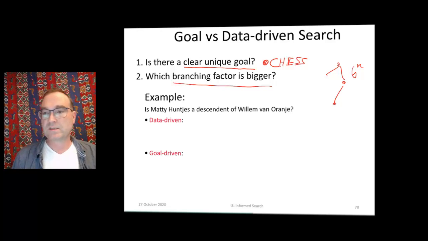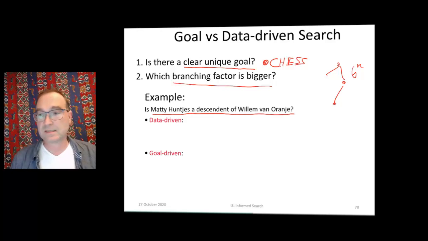So now the question, if we, for example, want to have a search where we look for the question whether Matti Hüntjes, that's your programming teacher, is a descendant of Willem van Oranje, that was one of the kings of the Netherlands 200 years ago, I don't know. And we have now the possibility to start. So basically we have some person, Matti, here, and we have a Willem van Oranje.